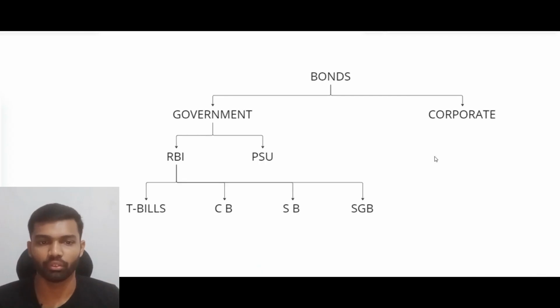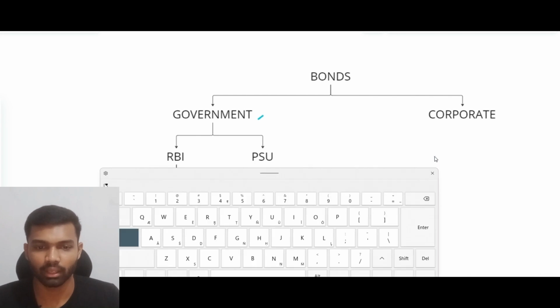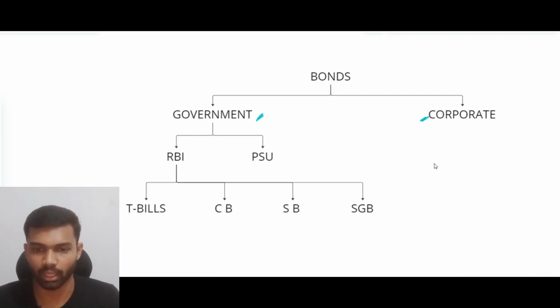Before we do the analysis, first let us know the classification of bonds. Typically, government and corporate will issue bonds. On behalf of the government, there are two types: one issued by the RBI, and the public sector companies will issue bonds. In RBI, there are T-bills, central government bonds, state government bonds, and sovereign gold bonds, that is SGB. And there are public sector companies.